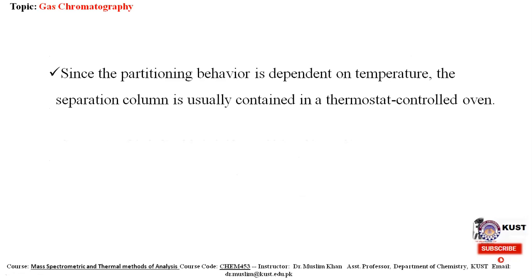Since the partitioning behavior is dependent on temperature, the separation column is usually contained in a thermostat controlled oven, where you can control the temperature of the column. You can increase or decrease it, or even keep it constant.